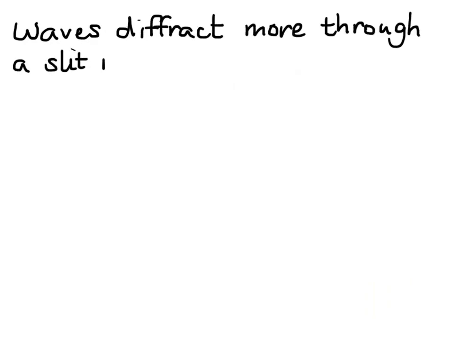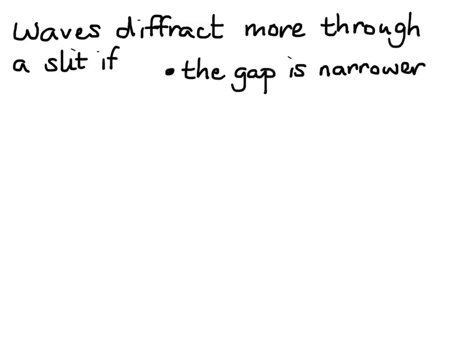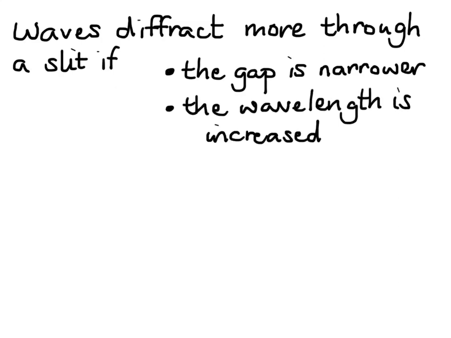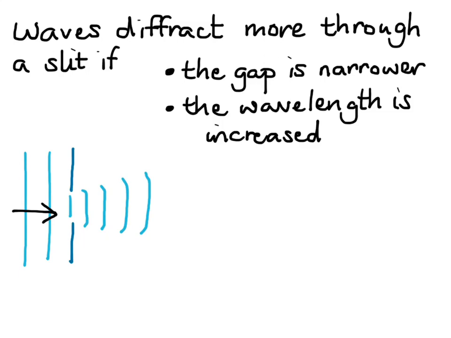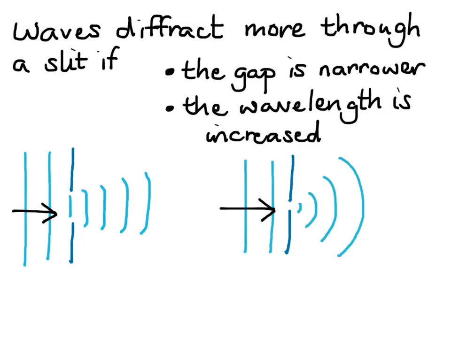We know that when you try to send waves through a gap, a small gap or a slit, then they diffract, which just means that they spread out. So they diffract more if you make the gap narrower, and they also diffract more if you use a longer wavelength. So just to remind you what the diagrams look like, if you send waves through a wideish gap, they spread out a bit, but through a narrow gap the waves spread out a lot, they become almost circular.